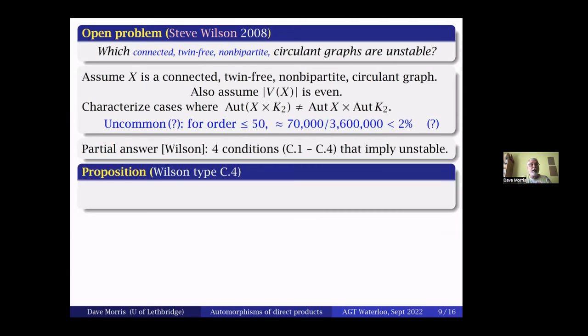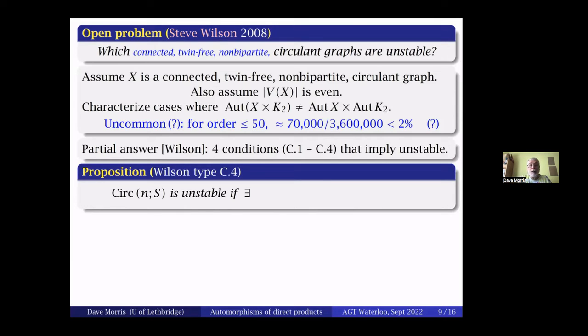And let me just talk about a couple of those. One of them, C4, is I think the easiest to state, so let me do that. A circulant graph with n vertices and connection set S is unstable if, and this is not an if and only if, that's the problem. We have sufficient conditions to be unstable. We don't have good necessary conditions to be unstable.